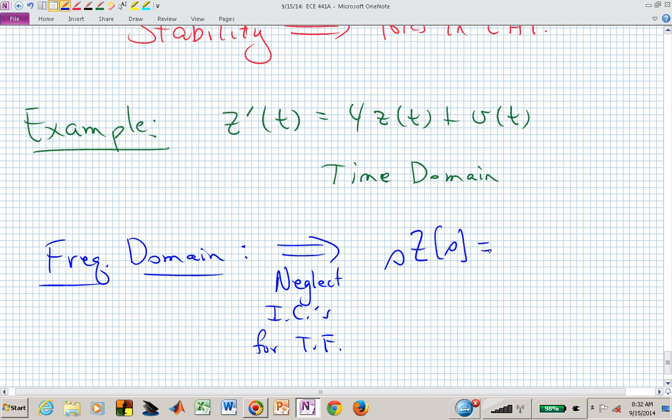What happens when I Laplace transform the right-hand side? I simply have 4z of S plus v of S. Zebra plus violin. 4 zebras plus a violin. Is that system stable? If you have 4 zebras and a violin? Sorry. Let's find out.